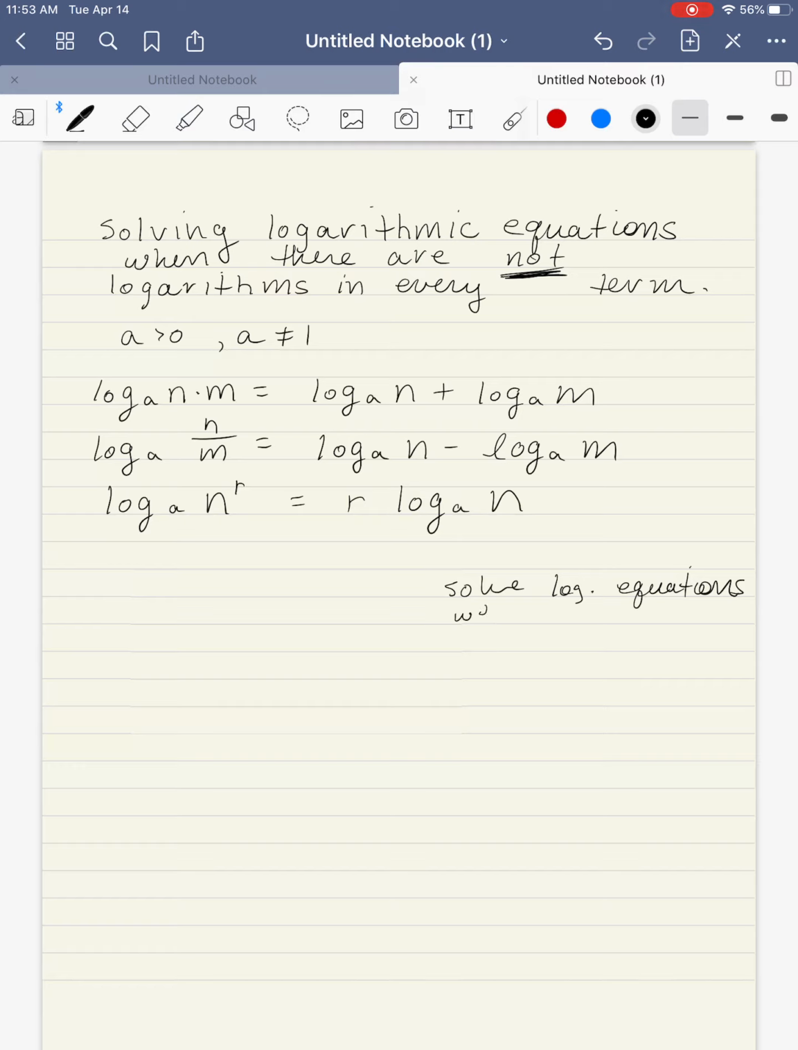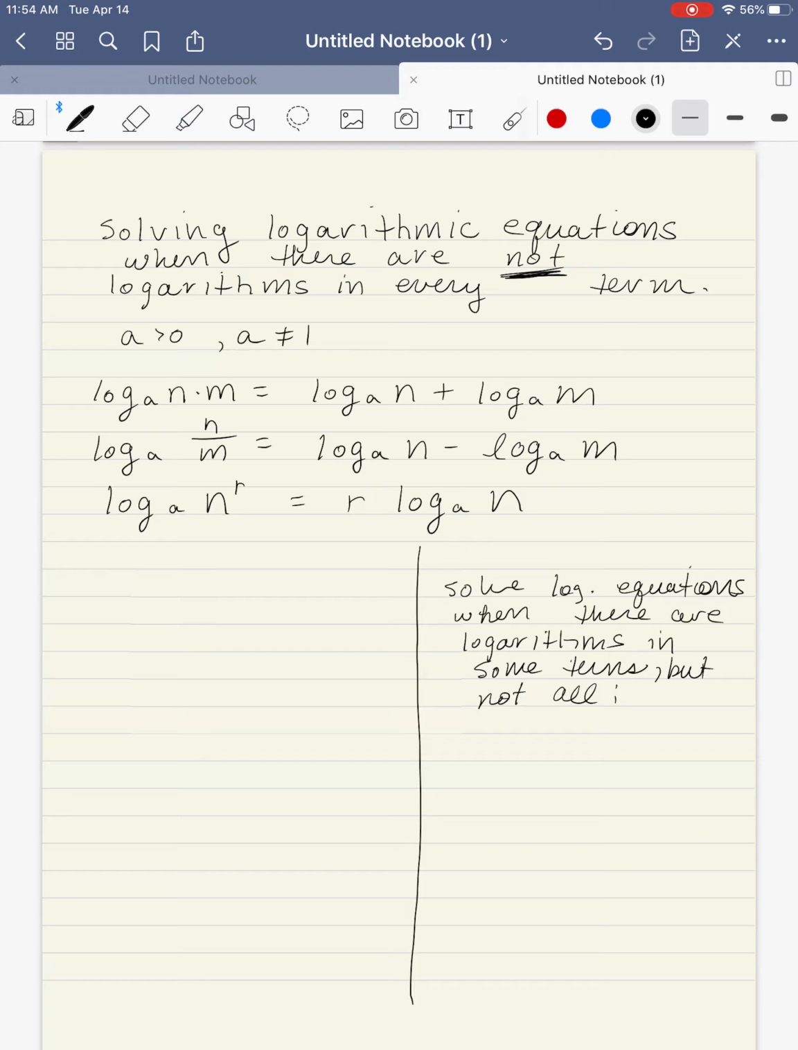So to solve log equations, when there are logarithms in some terms, but not all. So our process, if we have an equation that looks like this, and with these we are actually solving. We're trying to find the value or values of x that make the equation a true statement.